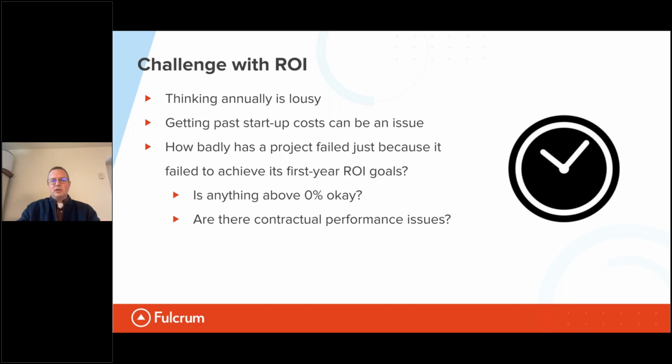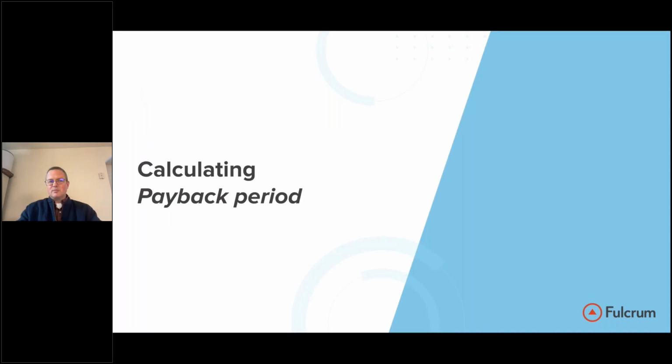In talking to CFOs, one of the things that I've found is that ROI is nice, but it's not what they really want to know. And because they really want to know something else, I'm going to talk about that other thing, which is payback period. The payback period comes from a mentality. In my opinion, it does anyway. It comes from a mentality.